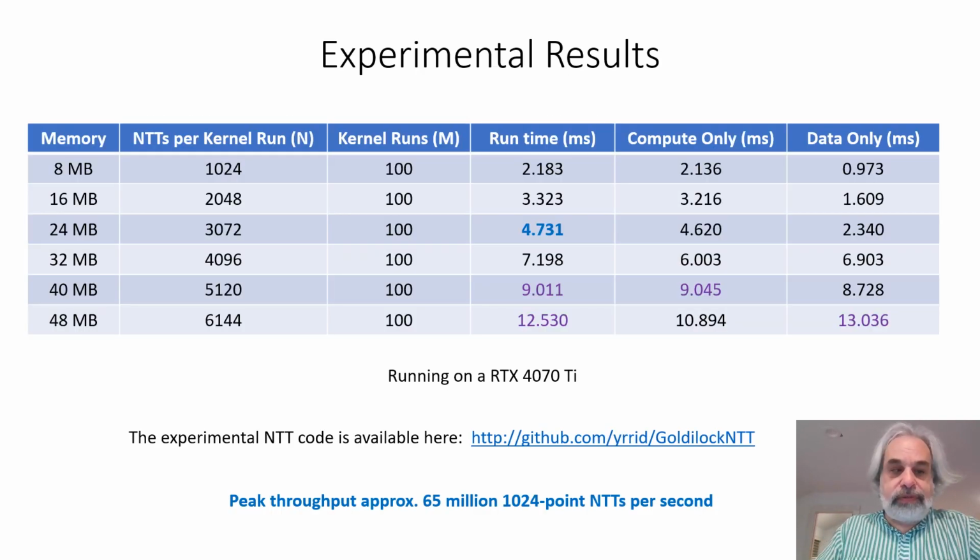Okay, so here are the results from our experiments. We tried different numbers of entities. This is our n value from the previous slide. The smallest is 1024 up to 6K. And here's the amount of memory that's required for each of these runs. It goes from 8 megs to 48 megs. And we did this on an RTX 4070 Ti card. In theory, this card has 48 megs of L2 cache, but the typical way that that's configured is 24 megs is set aside for streaming and 24 megs is set aside for persistent data.